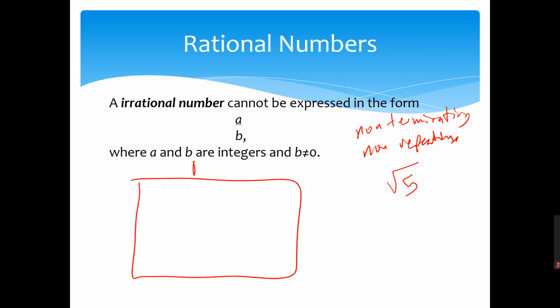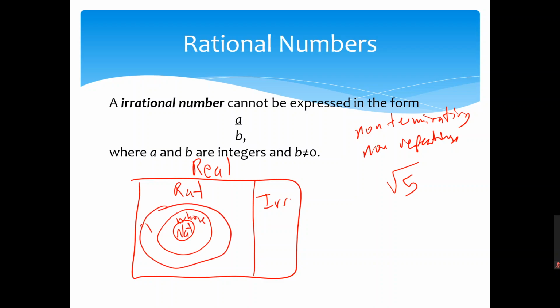So we have our whole world of real numbers. Over here is our irrational. Here's our rational. Inside that we have the natural, we have the whole, and we have our integers. That's how they fall together. Natural, whole, integer, rational, irrational, those are all called subsets. Subsets are part of a larger set. Real numbers would be the entire set. Each one of these inside are called subsets.